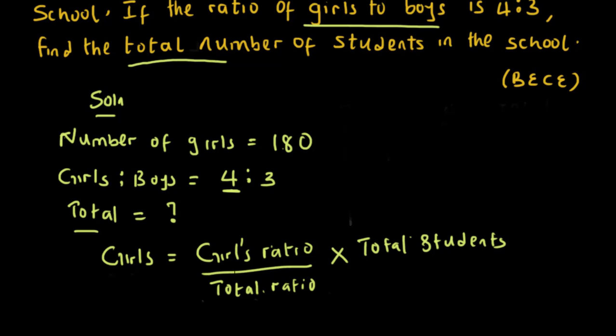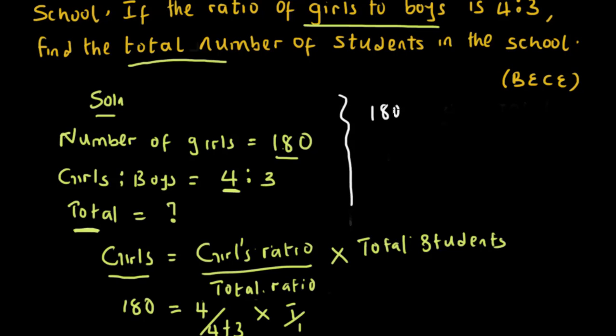Alright, so we've got this formula. So what we are going to do is to slot in the values we have. So this number of girls, we know number of girls as 180, so I'll put 180 equals, girls ratio is 4. So we have 4 over total ratio, 4 plus 3, times total students, we don't know it, that's what we are told to find. So I can represent it as T. And we can have it as T over 1. Do you understand? So let's do the remaining somewhere here.